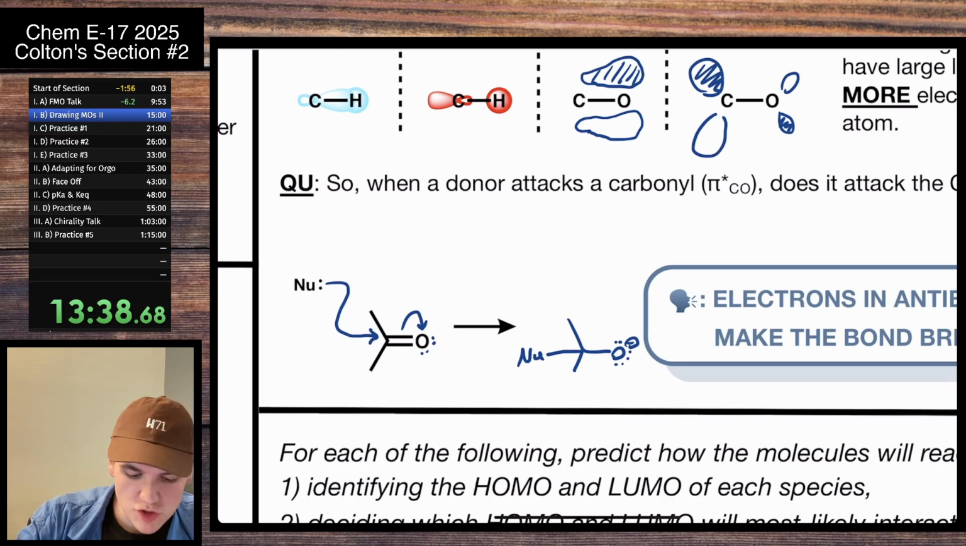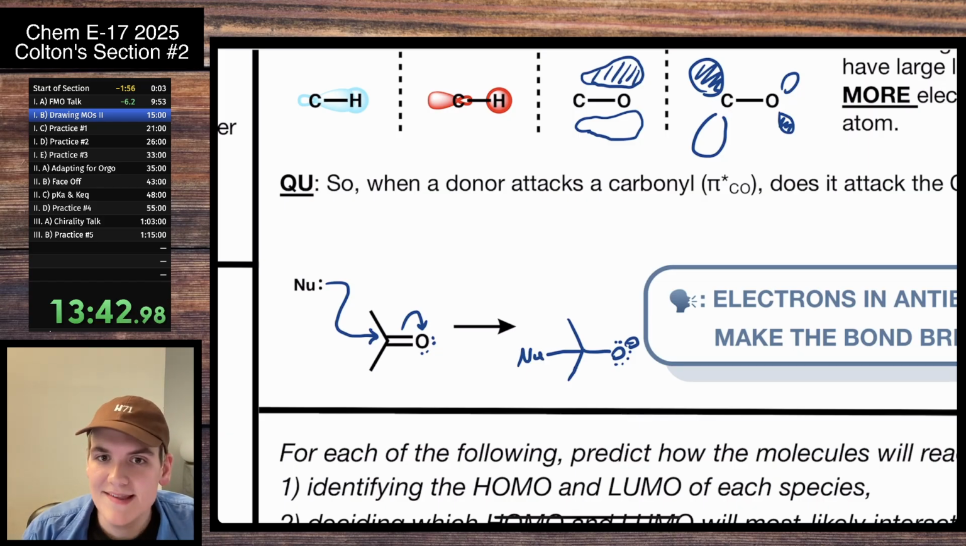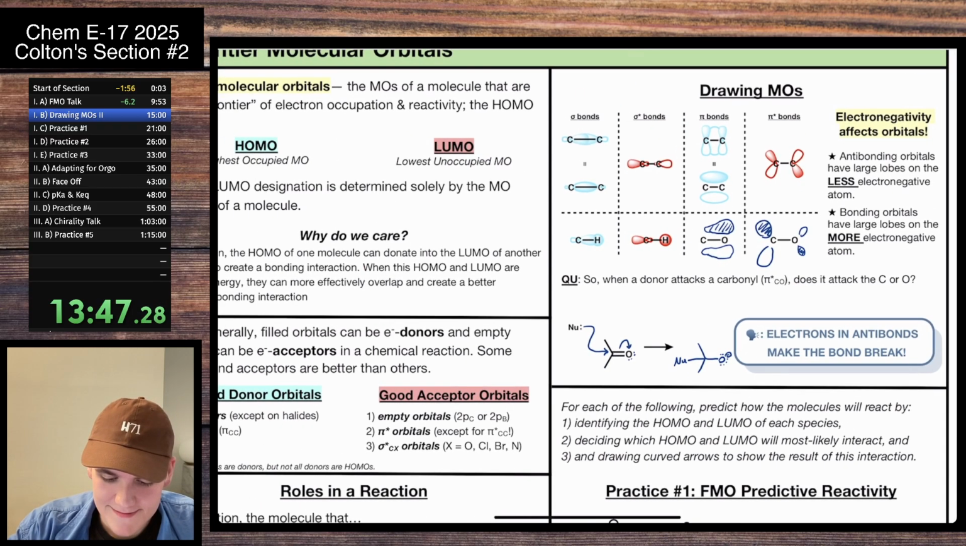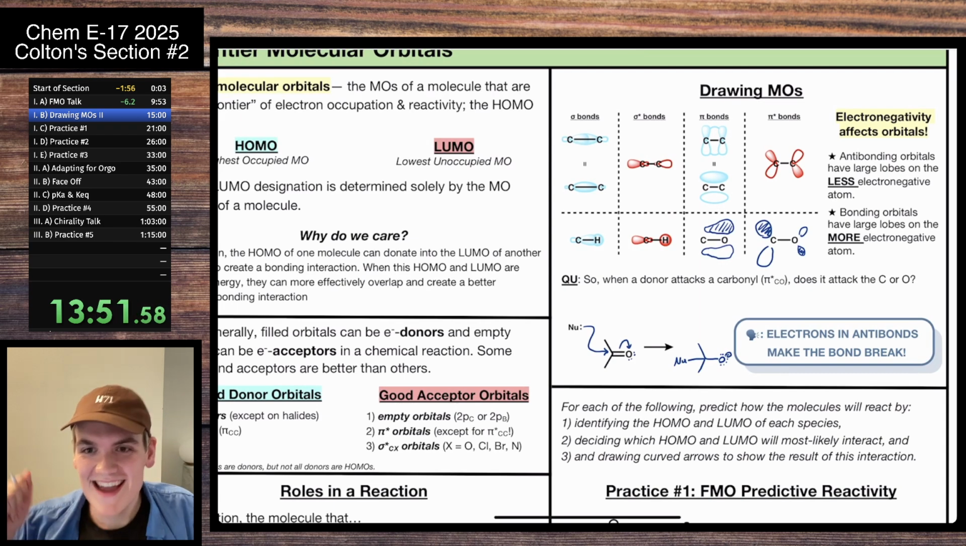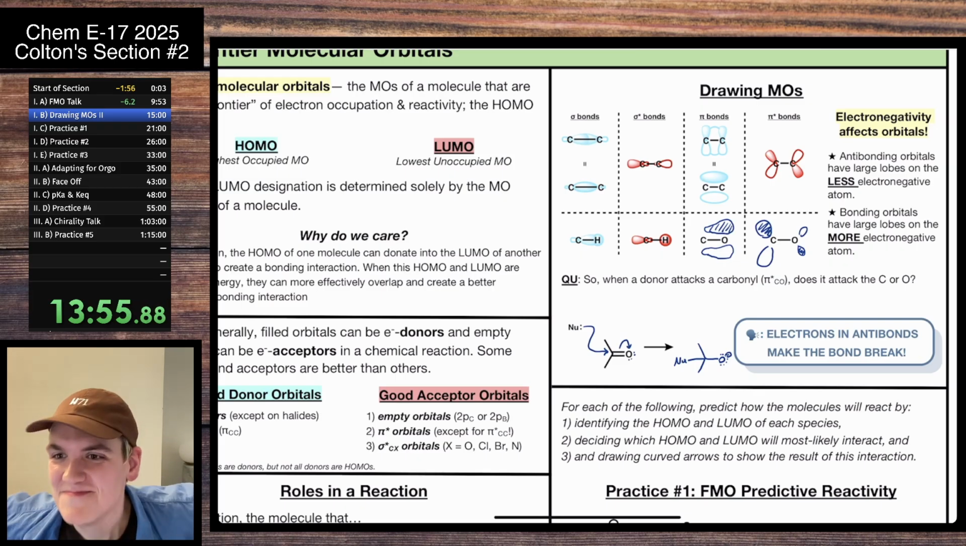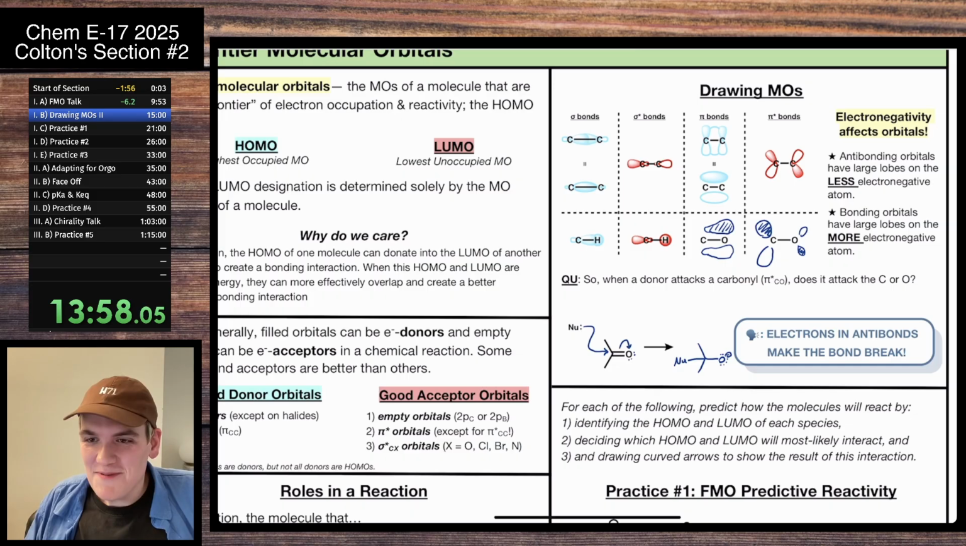This tracing of where the electrons are going, the donor and accepting orbital, is the bread and butter of what we're about to do with this practice. So I'm going to do it one more time. Sorry to be obnoxious, but I really want it in your head. Electrons in, antibonds make the bond break. I appreciate y'all. Thanks for being with me.